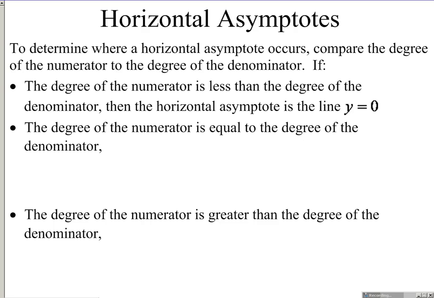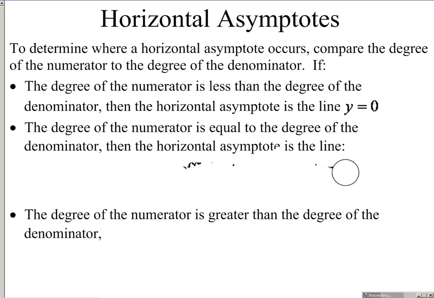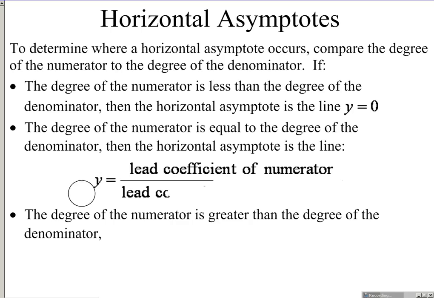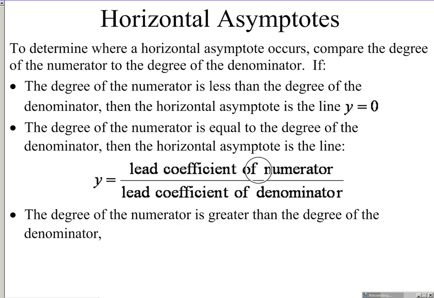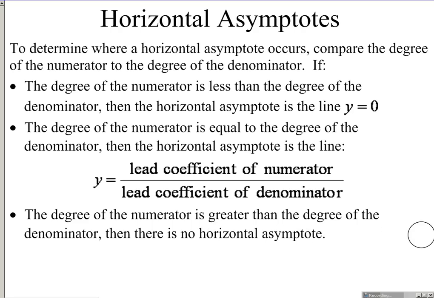If the degree of the numerator is equal to the degree of the denominator, then the horizontal asymptote is given by the line y equals the ratio of the lead coefficient of the numerator over the lead coefficient of the denominator. And the third possibility is that the degree of the numerator is greater than the degree of the denominator. If that's the case, then there is no horizontal asymptote. So one of those three things has to happen every single time we have a rational function.